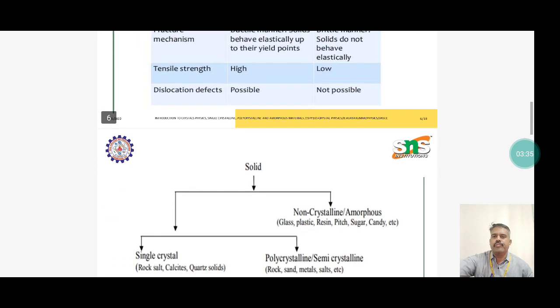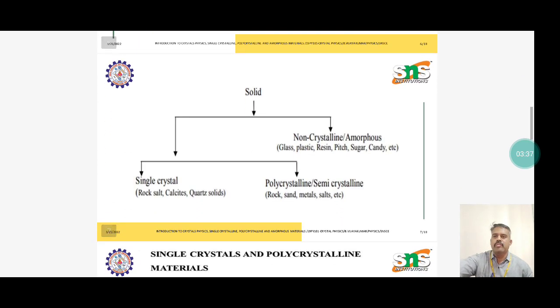The next slide shows a simple flow chart of the solid conversion into two types of formation. One is crystalline and the other is non-crystalline. The crystalline is classified into two: single crystalline and polycrystalline. Non-crystalline is the amorphous form.